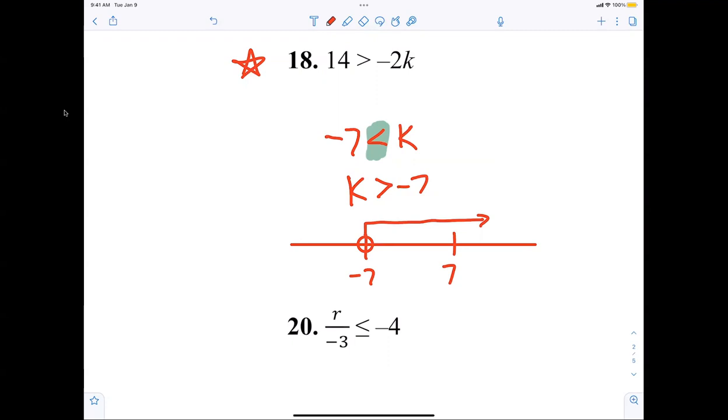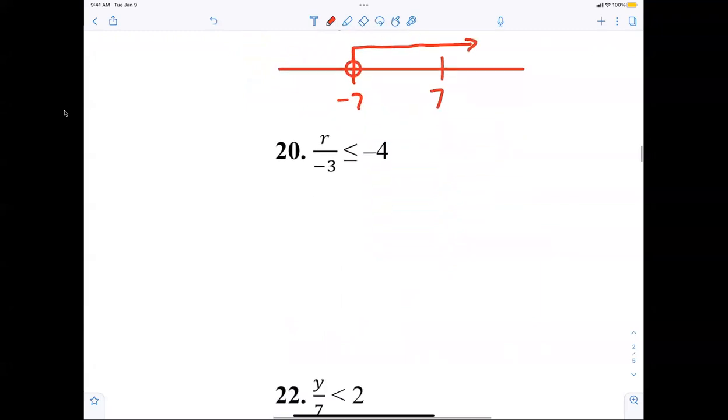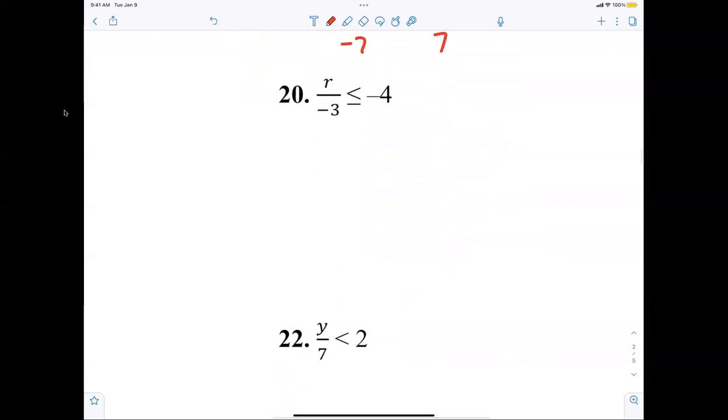So we got another one coming up. All right, so Forrest is going to help me with number 20, and you can see if you get it right. So what am I doing on number 20, Forrest? You multiply by -3. The reason why you're multiplying by -3 is because this is divided by -3. So what will that become? R is greater than or equal to 12. Perfect. R is greater than or equal to 12.